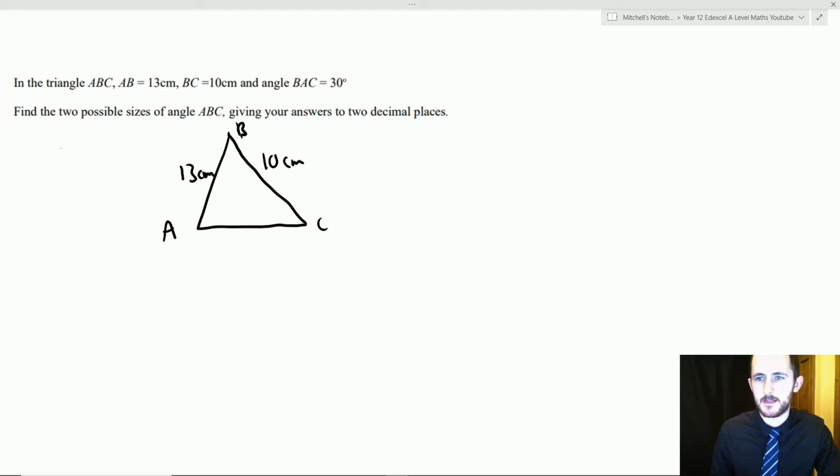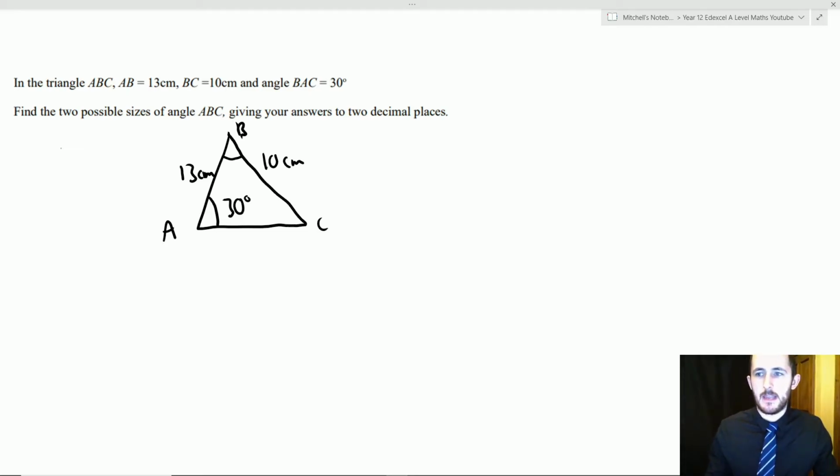10 centimeters. BAC is 30 degrees. And it says find two possible sizes of the angle ABC. Giving your answers to two decimal places. So I think this is quite important.